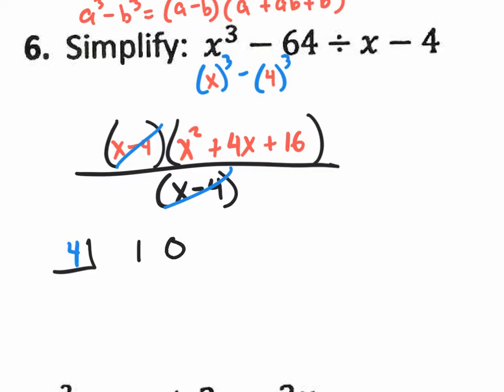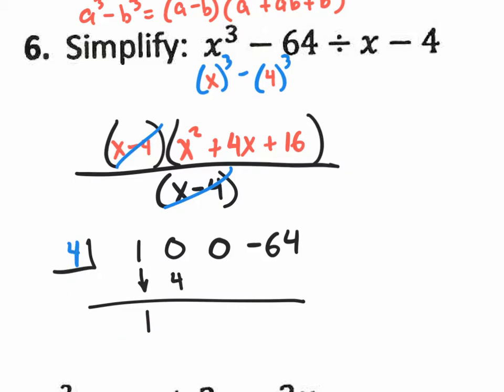The coefficient for x is also 0, and the constant is negative 64. So synthetic division: as you go down, you add. 1 plus nothing is 1. As you go up, 4 times 1 is 4. As you go down, you combine. 0 plus 4 is 4. As you go up, you multiply. 4 times 4 is 16. As you go down, you combine. 0 plus 16 is 16. As you go up, you multiply. 4 times 16 is 64.